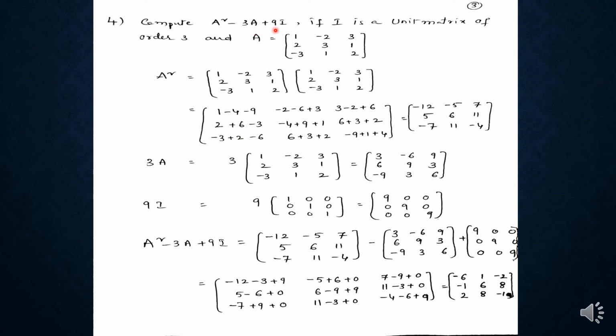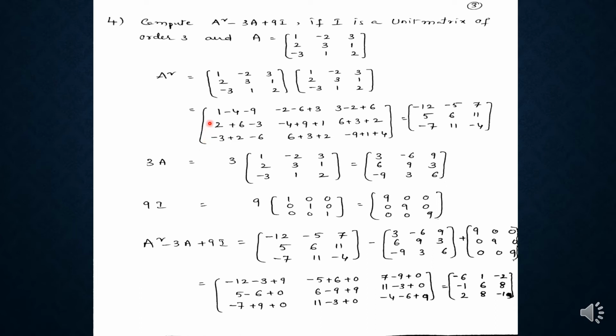Now find the third term, that is 9I. I indicates the unit matrix. Here we have been given A as a third order matrix, a 3 by 3 matrix. So we should take the third order unit matrix I3, that is [1 0 0; 0 1 0; 0 0 1]. So 9I means 9 into [1 0 0; 0 1 0; 0 0 1]. Multiplying with 9, we get [9 0 0; 0 9 0; 0 0 9]. So we got the values of A square, 3A and 9I.